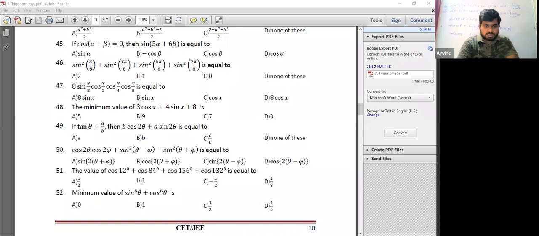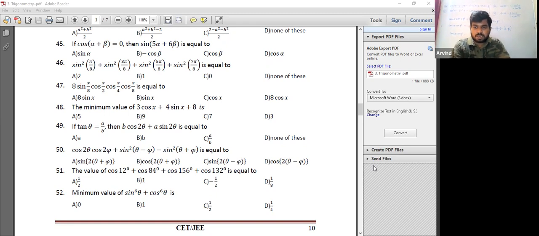The value of cos 12, cos 84, cos 156, and cos 132. Try this. The next one, minimum value of sin power 6 theta plus cos power 6 theta. I did a similar problem yesterday, sin power 4 theta plus cos power 4 theta. Same way you have to do it. Okay. Check the recorded session, you will get to know.